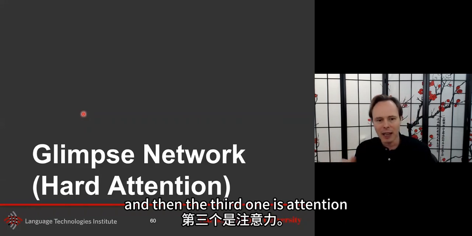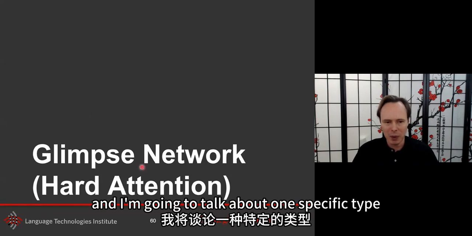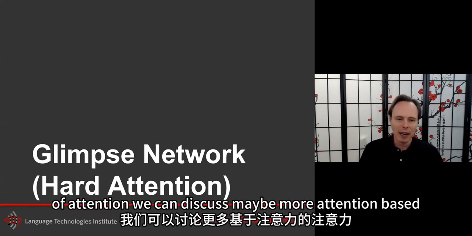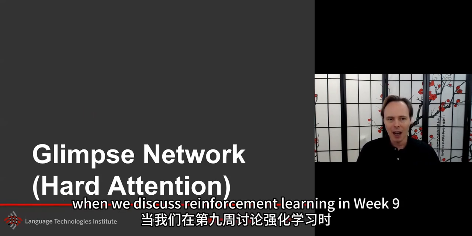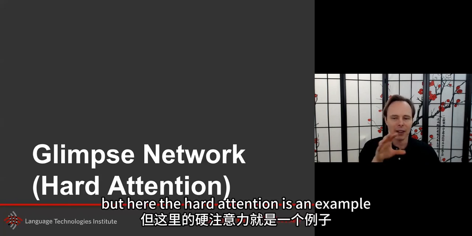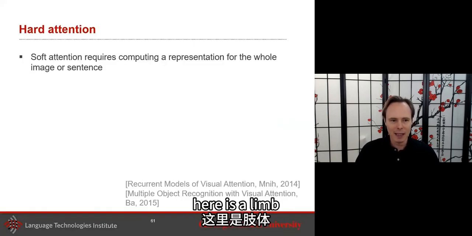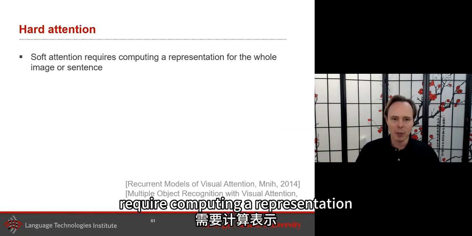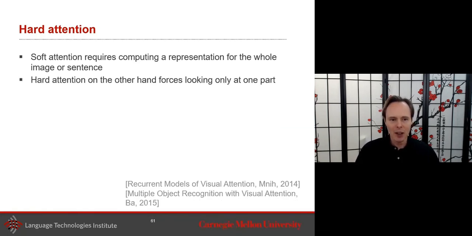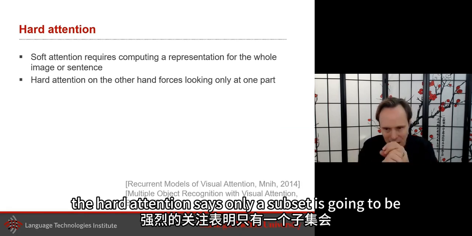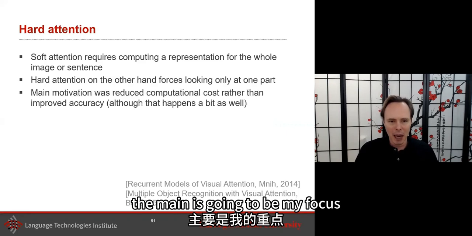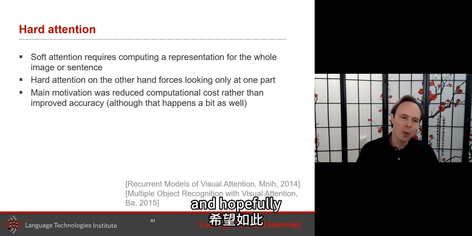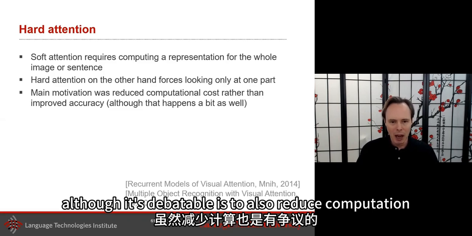And then the third one is attention. And I'm going to talk about one specific type of attention. We can discuss more attention-based methods when we discuss reinforcement learning in week 9. But here, the hard attention example is a glimpse. So the soft attention requires computing a representation for the whole image. The hard attention says only a subset is going to be my focus. And hopefully, although it's debatable, it also reduces computation.